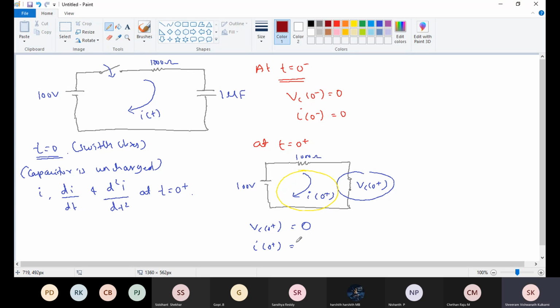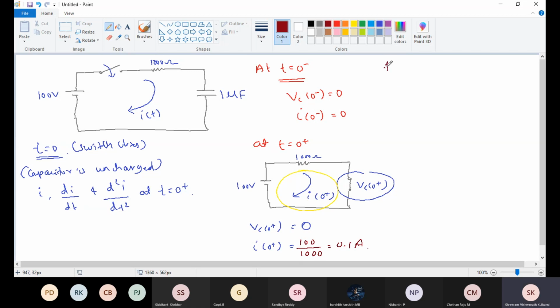See, only 10 members are joined now, and they are also not answering. So 0.1. 100 divided by 1000. V equal to I R, so I equal to V by R. V is 100 divided by 1000 resistance. That is 0.1 ampere.